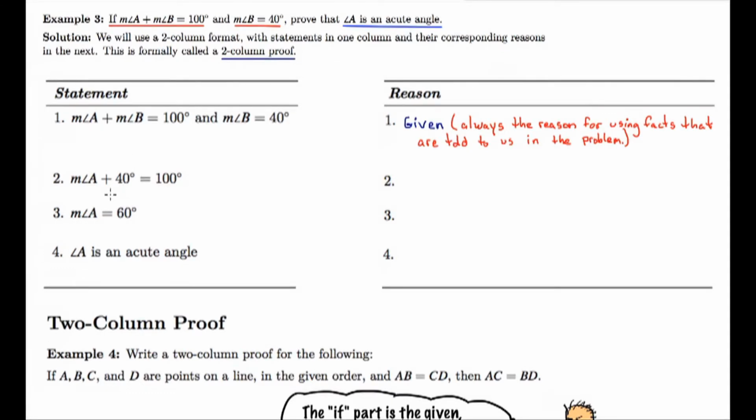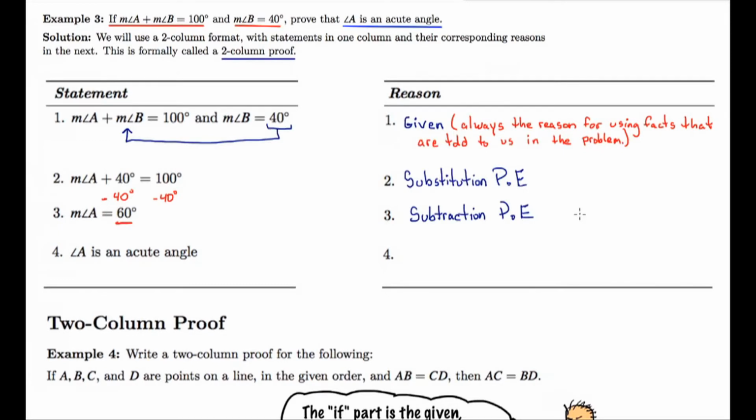The second statement says the measure of angle A plus 40 equals 100. So basically, I'm just going to substitute 40 in for the measure of angle B. So that's the substitution property. Then I'm going to subtract 40 from both sides to solve for the measure of angle A. That's just the subtraction property of equality for my reason. And then angle A is an acute angle. Well, 60 degrees is acute. That's the definition of an acute angle. The measure of angle A is greater than 0 and less than 90. And so now it's proven.